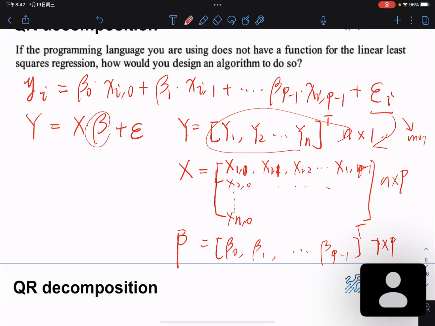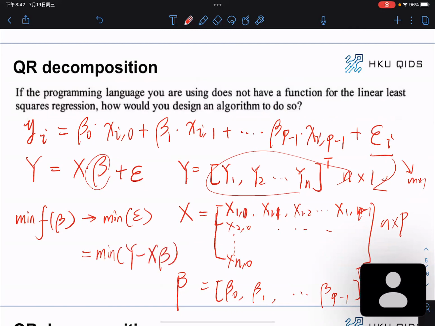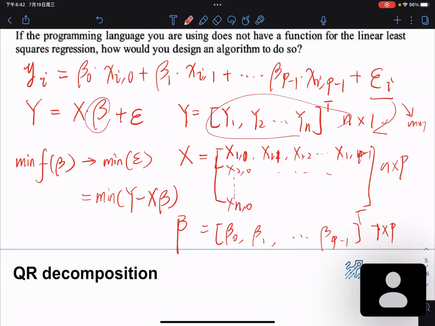And to find the beta, to find the least squares, we are trying to minimize epsilon, which is equal to minimizing Y minus X beta. And since it is least squares, we are actually taking the square of that.